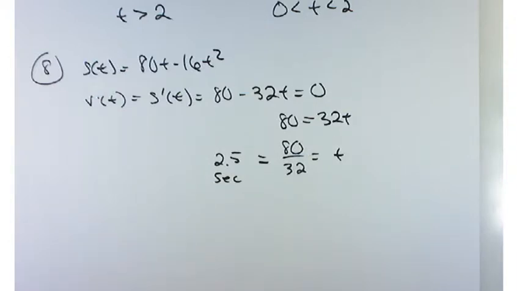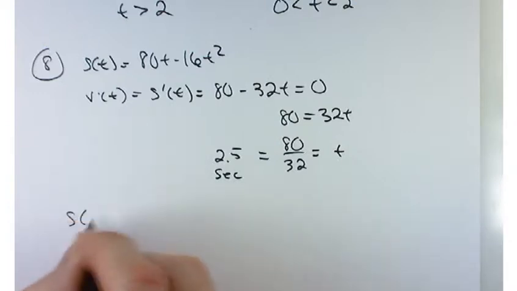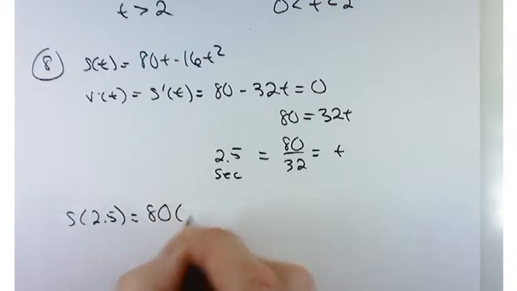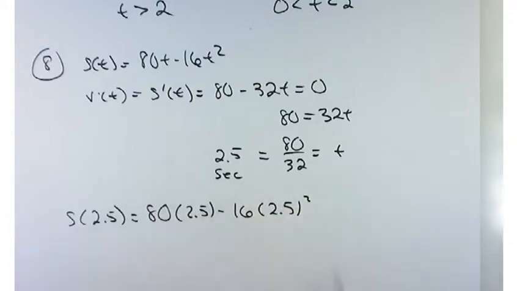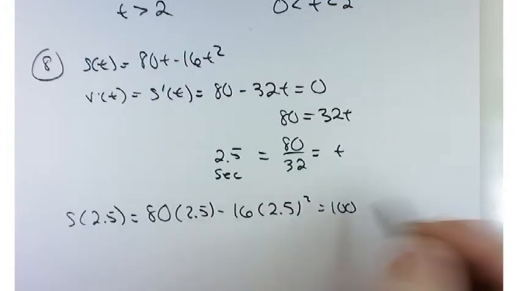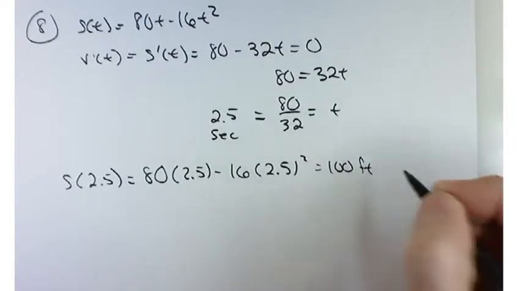In fact, what is the maximum height? How are we going to find it? Well, we know when it occurs, but what is it? Yeah, you want to plug that into the position function. So s of 2.5 is going to be 80 times 2.5 minus 16 times 2.5 squared. Certainly want to do that one on a calculator. I'm getting 100. Is that what you guys are getting? Yep. Good deal. And the units there would be feet.